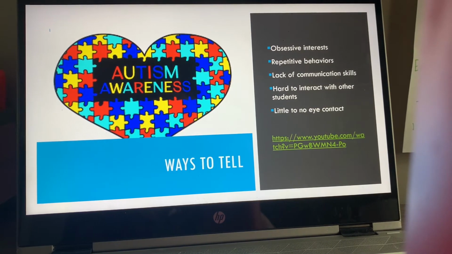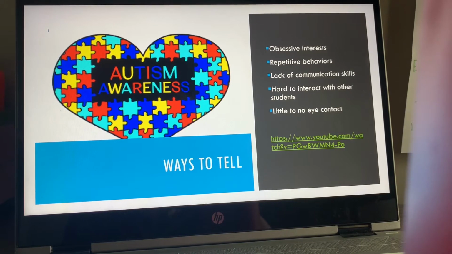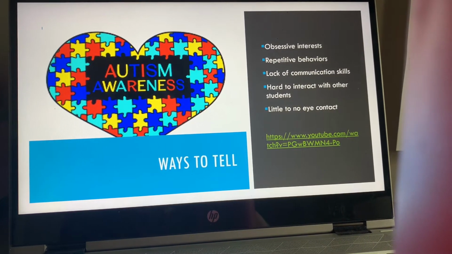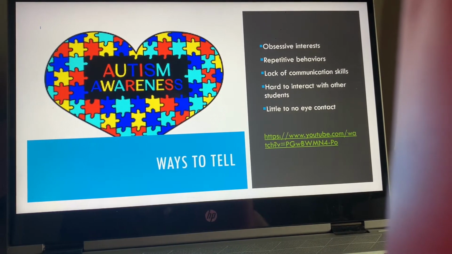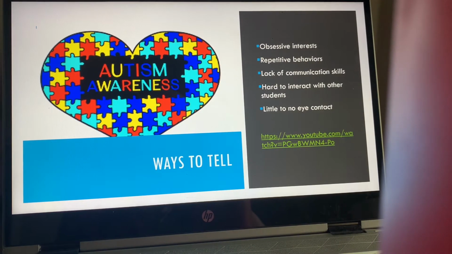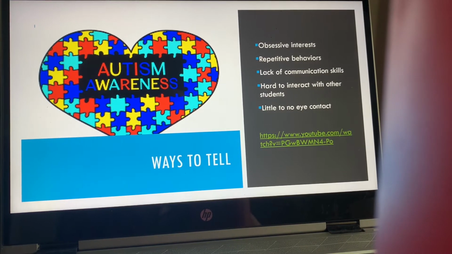Another way to tell is through repetitive behaviors. Students with autism often shake or move around, spin in circles, tap their feet, all of the above. Also, another way to tell is through lack of communication skills. That's one of the main things about autism spectrum disorder, that they don't really know how to communicate, whether they're nonverbal or not. It's hard for them to get what they are thinking out in speaking.